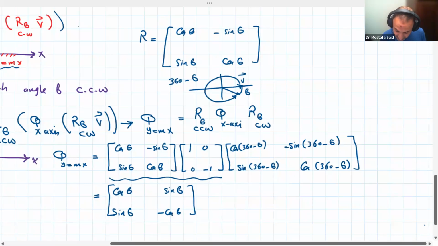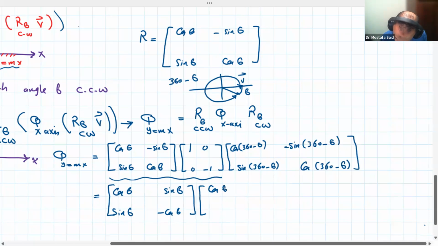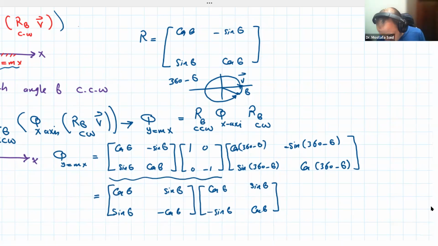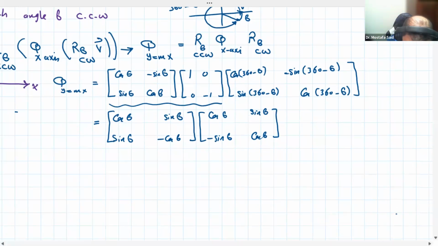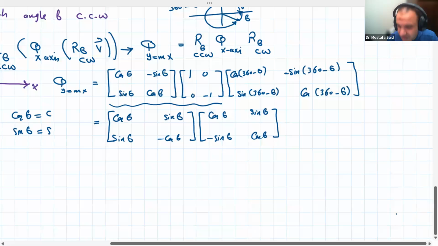And this matrix here, cosine 360 minus theta, that will give us cosine theta. And this will give us sine theta. This will give us minus sine theta. And this will give us cosine theta. Okay? Now, just for simplicity, let's call cosine theta equal to C, sine theta equal to S. Okay, we know the angle is theta, so that's fine.